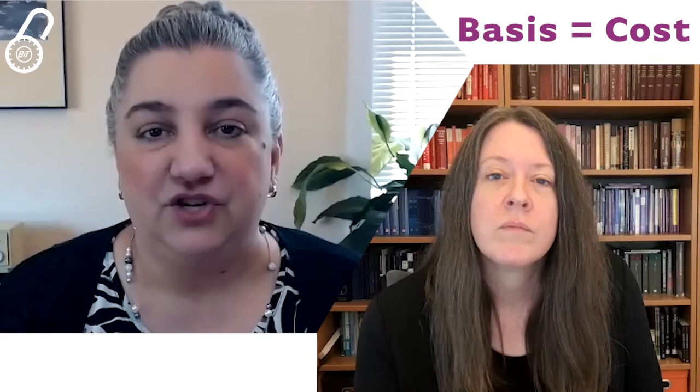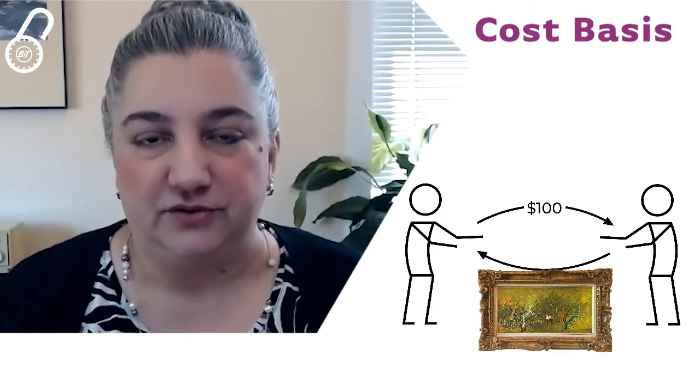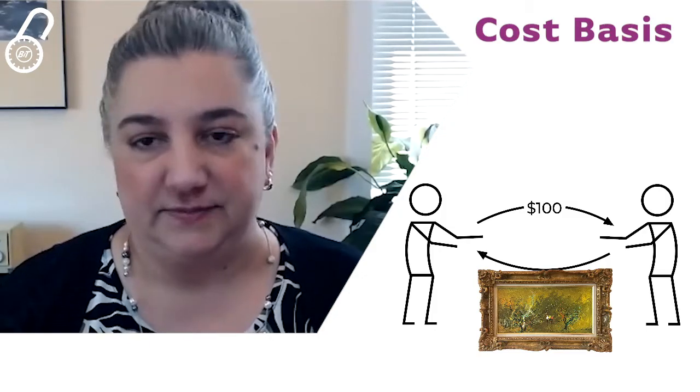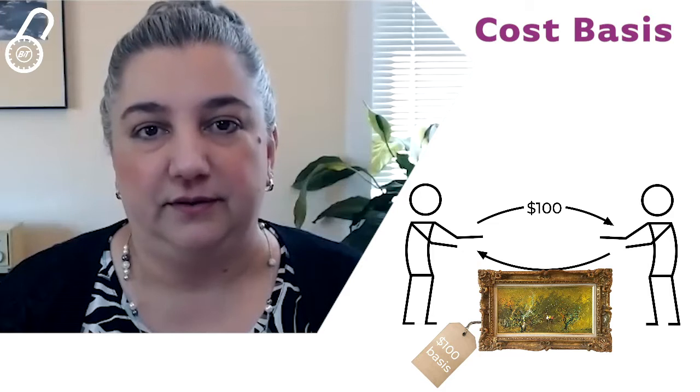Let's start with acquiring an asset for cash. So the initial basis in property acquired for cash is cost. That's Internal Revenue Code section 1012. If the taxpayer pays $100 for a painting, the taxpayer gets a $100 basis in the painting. It's pretty straightforward, so we can get right on to the next one.